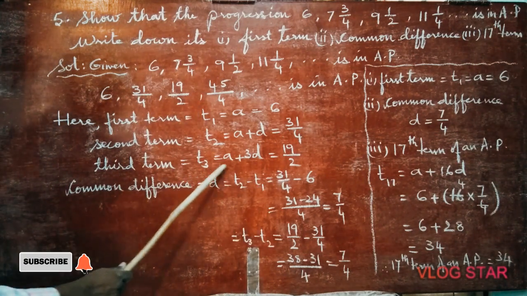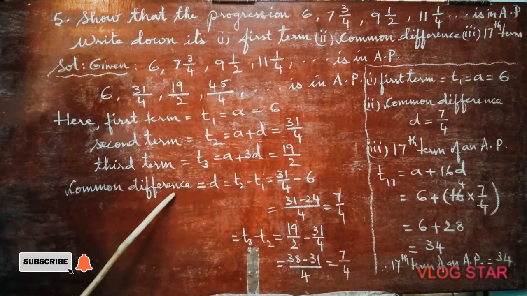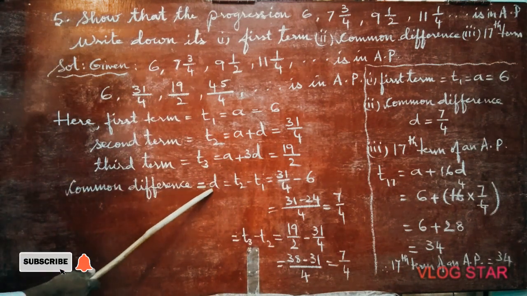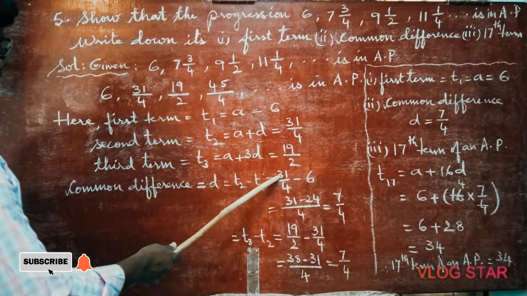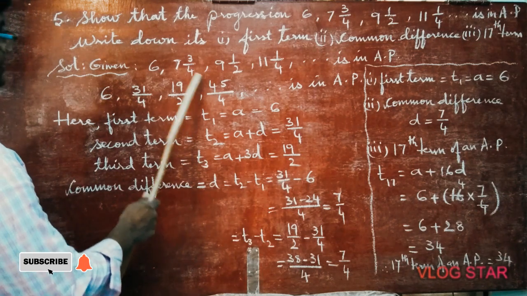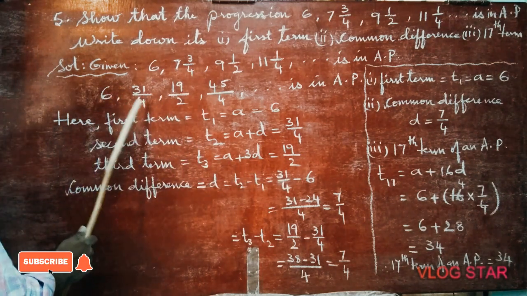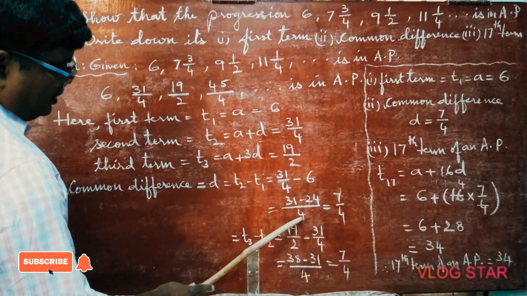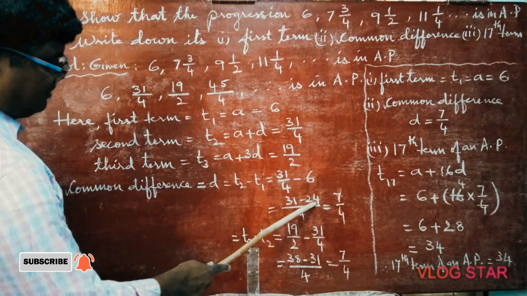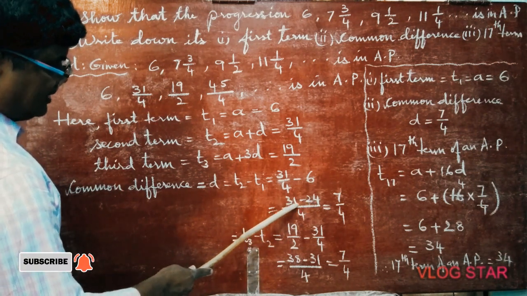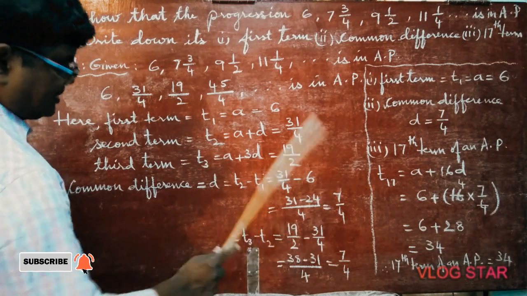Third term T3 is equal to A plus 2D. That is equal to 19 by 2. You are finding the common difference. We represent it with the small letter D. And the formula is T2 minus T1. 31 by 4 minus 6, the previous term, the preceding term. Here 4 is the LCM. 4 6s are 24. 4 is the LCM. 31 minus 24 is 7 by 4. So 7 by 4 is D, the common difference.